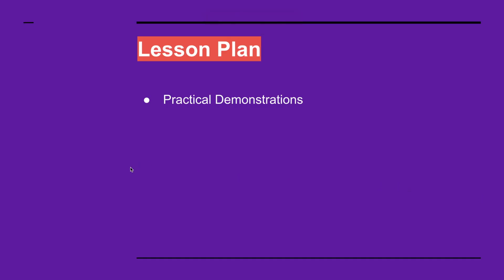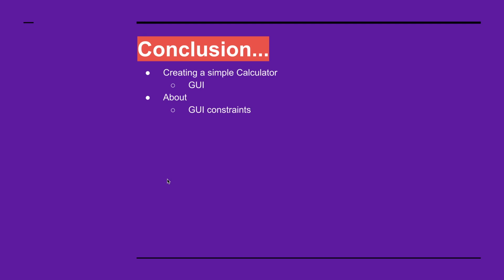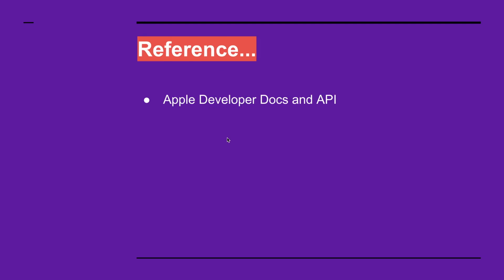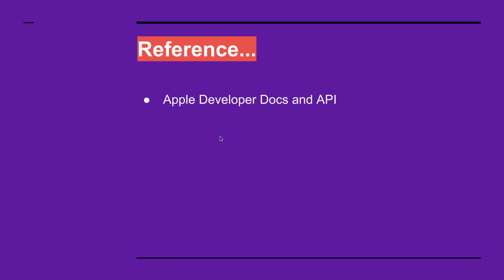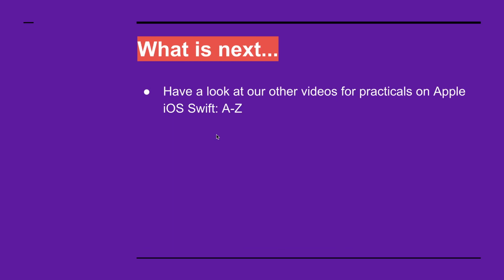So we completed the practical demonstration. And the conclusion is you learned about creating the GUI using Swift and about the constraints. You need to put the constraints, otherwise the components will not be in the right places. So we used Apple Developer Docs and API for references. So have a look at the other videos and especially look at the next part to complete the event handling part and to write the code for the buttons.